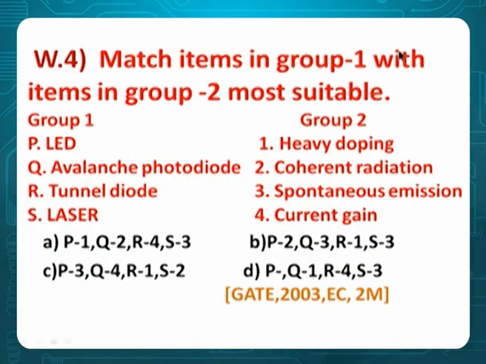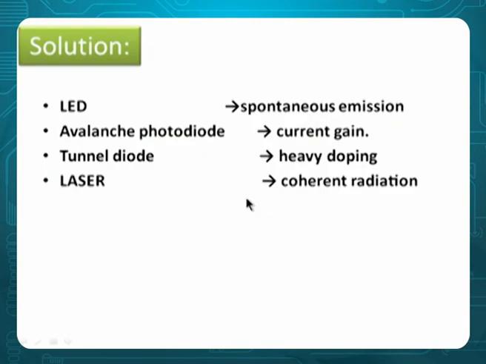Match items in group 1 with group 2, the most suitable group: LED, avalanche photodiode, tunnel diode, laser; heavy doping, coherent radiation, spontaneous emission, current gain. As I've been telling you in matching, I will take one or two things which we know. Tunnel diode is basically heavy doping. Laser is because of amplification. So with that, I am giving you the correct option.